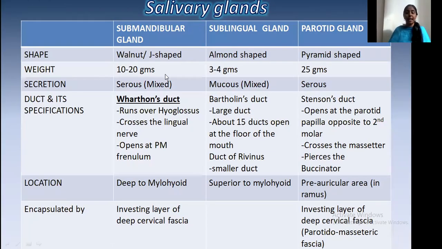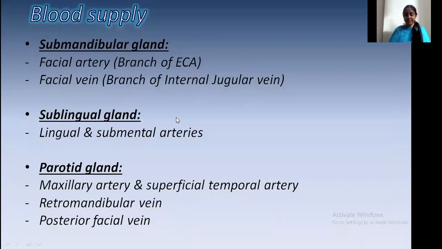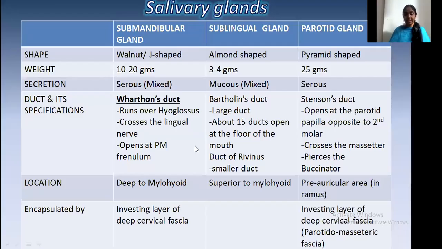By mixed, what I mean is the secretion in the submandibular and the sublingual gland will comprise both serous and mucus secretion, but predominantly the submandibular gland is serous and predominantly the sublingual gland is mucus. Duct and its specification. Submandibular gland is Wharton's duct. Sublingual gland is Bartholin's duct and the duct of Rivinus, and the parotid gland is Stenson's duct.